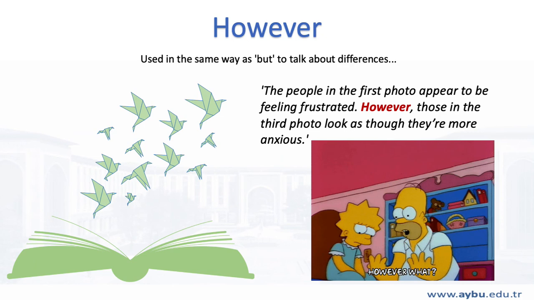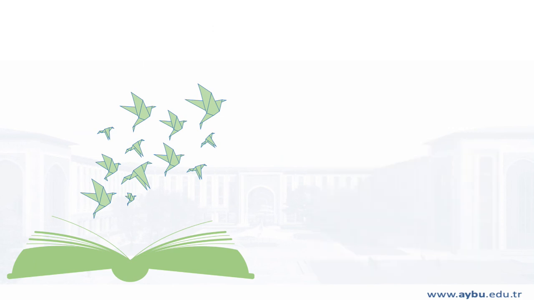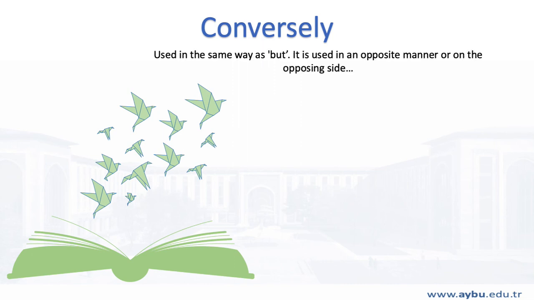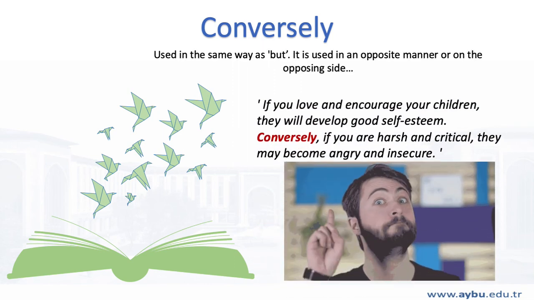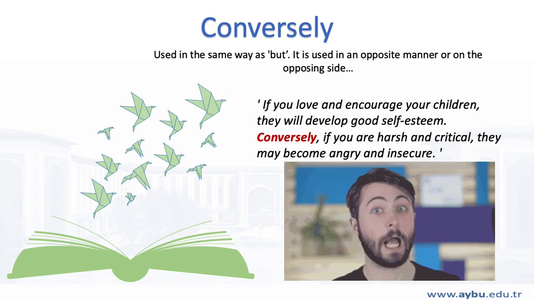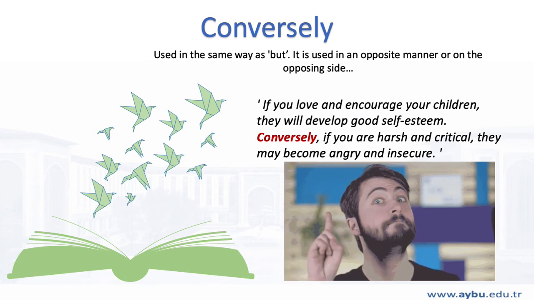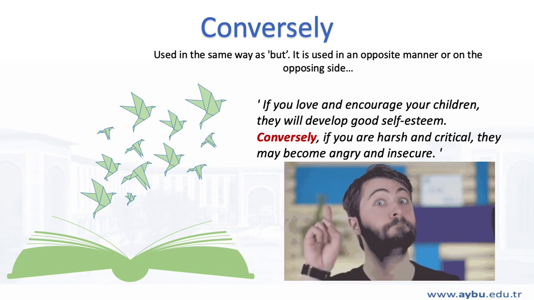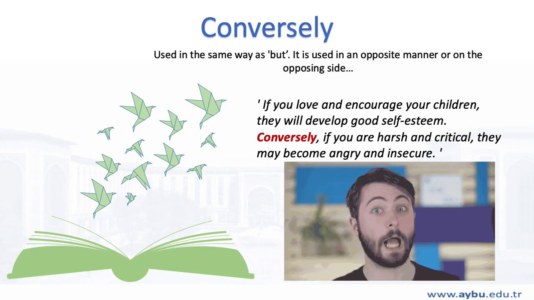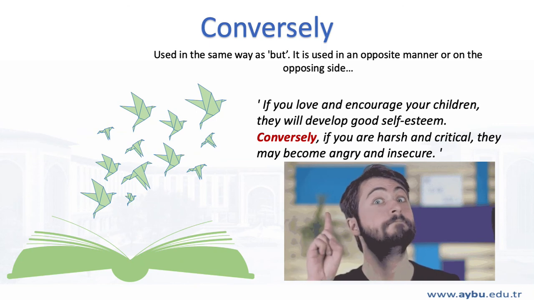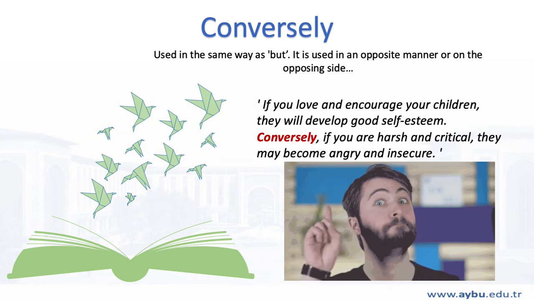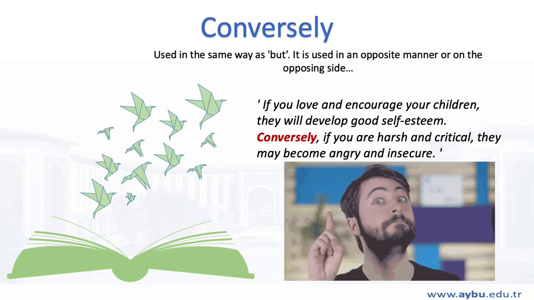The next one is conversely. It is also used in the same way as but, it is used in an opposite manner or on the opposing side. Please look at this example. If you love and encourage your children, they will develop good self-esteem. Conversely, if you are harsh and critical, they may become angry and insecure. That was the end of the words to explain difference in terms of meaning but.